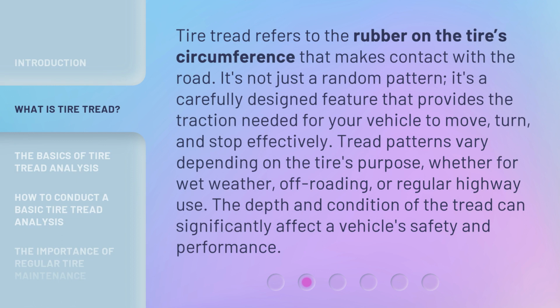Tire tread refers to the rubber on the tire's circumference that makes contact with the road. It's not just a random pattern. It's a carefully designed feature that provides the traction needed for your vehicle to move, turn, and stop effectively. Tread patterns vary depending on the tire's purpose, whether for wet weather, off-roading, or regular highway use. The depth and condition of the tread can significantly affect a vehicle's safety and performance.